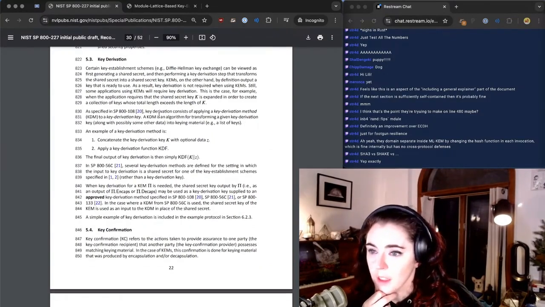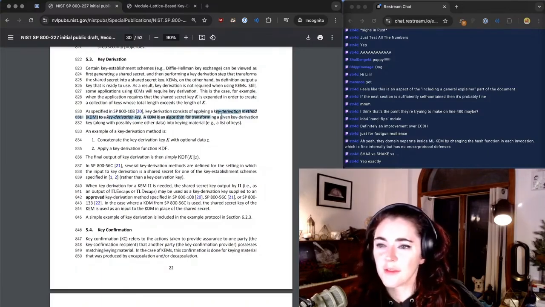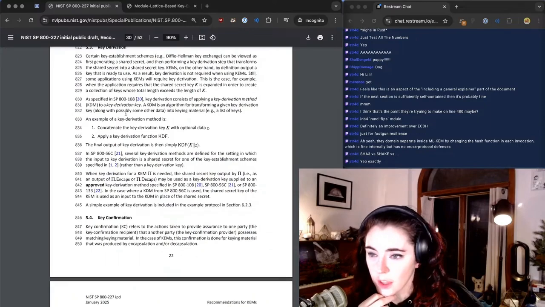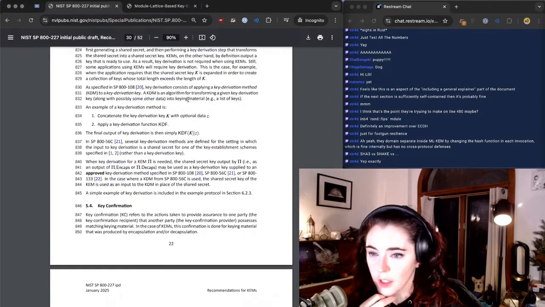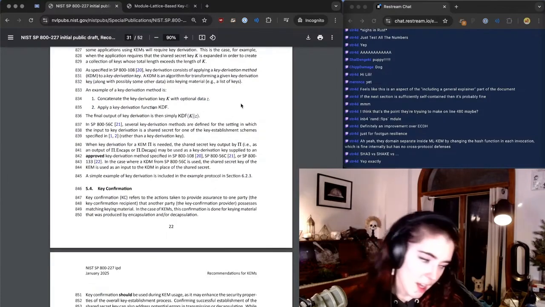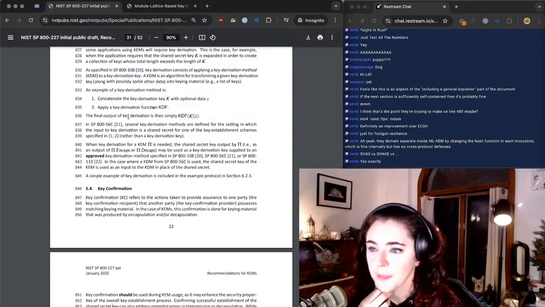So, here we go. Key derivation consists of applying a key derivation method. KDM, I don't love it. Just call it a KDF. Everyone else calls it a KDF. All right, for transforming a given key derivation key and some other data, possibly some other data, into keying material, a list of keys. An example is concatenate the key derivation key with optional data Z, apply the KDF. Okay, fine. Method. A KDF is a type of method. Whatever. Final output is simply the KDF function with the preimage K concatenated with Z.